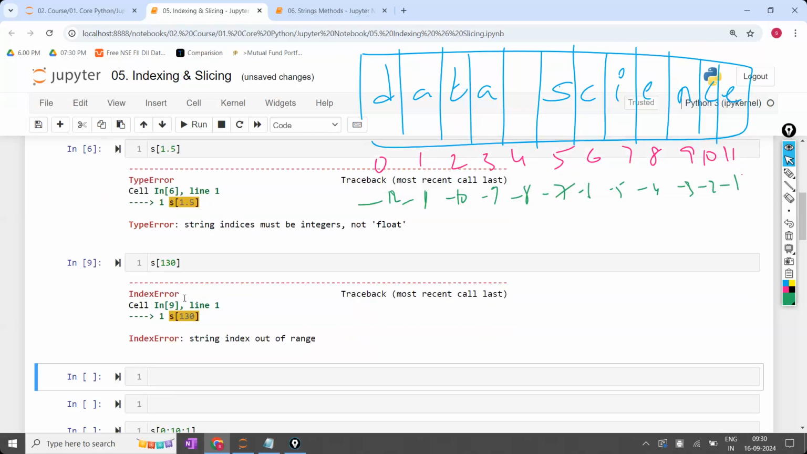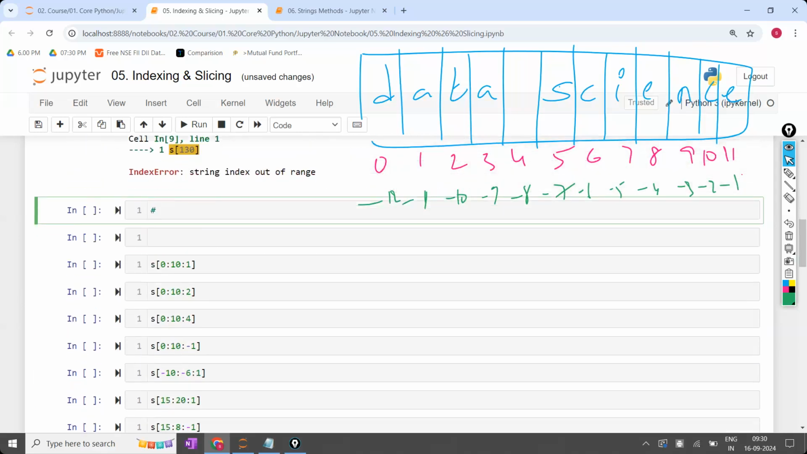Now the next concept is called slicing. Okay, let's move on to the next concept called slicing.